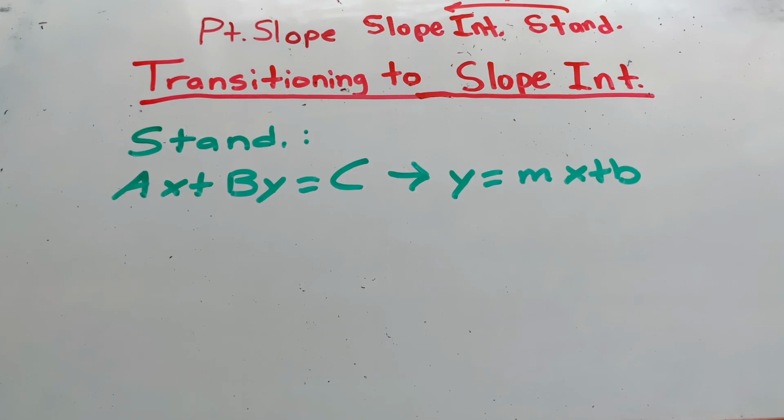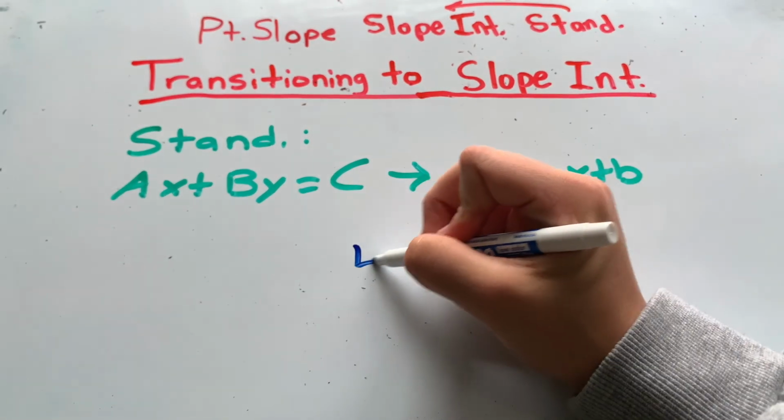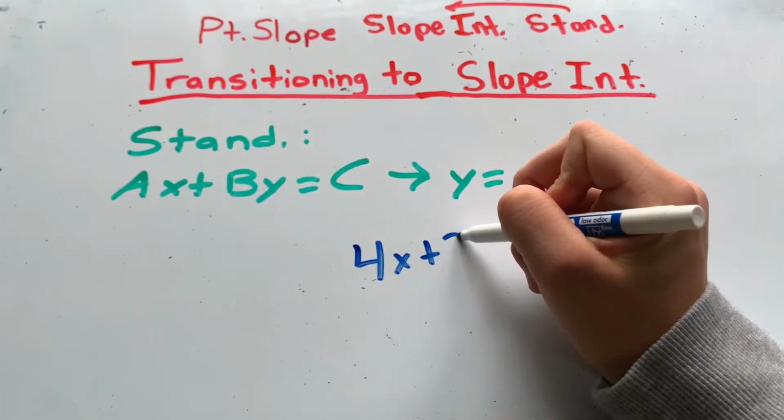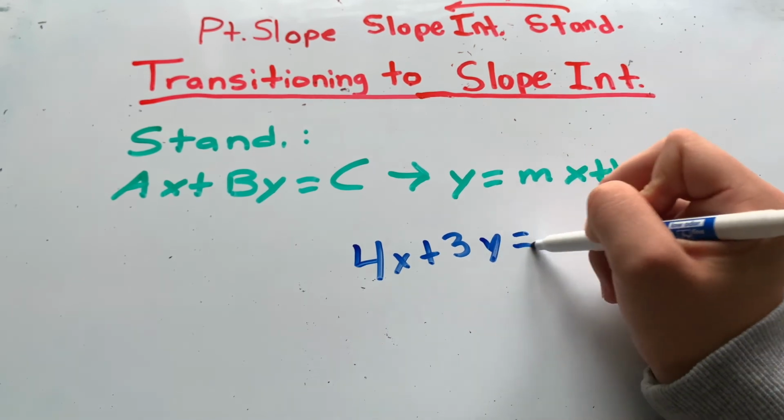Now we're on to our last, transitioning to slope-intercept form from standard form. Going from standard form to slope-intercept form is a little complicated. Let's use the equation 4x plus 3y equals 7.